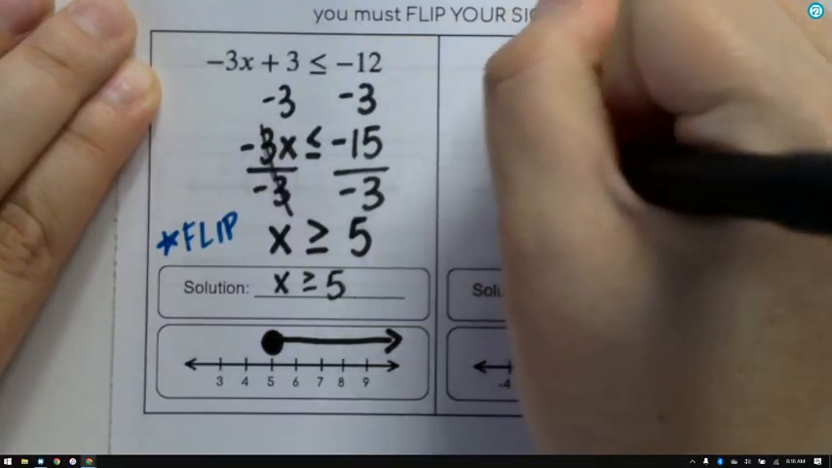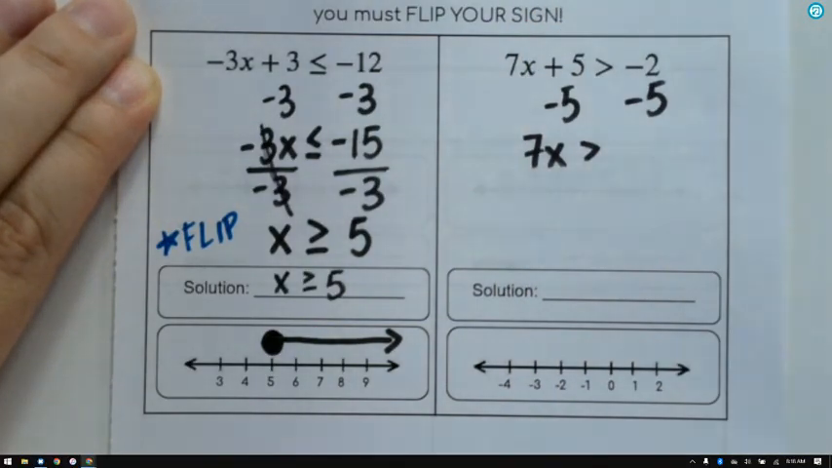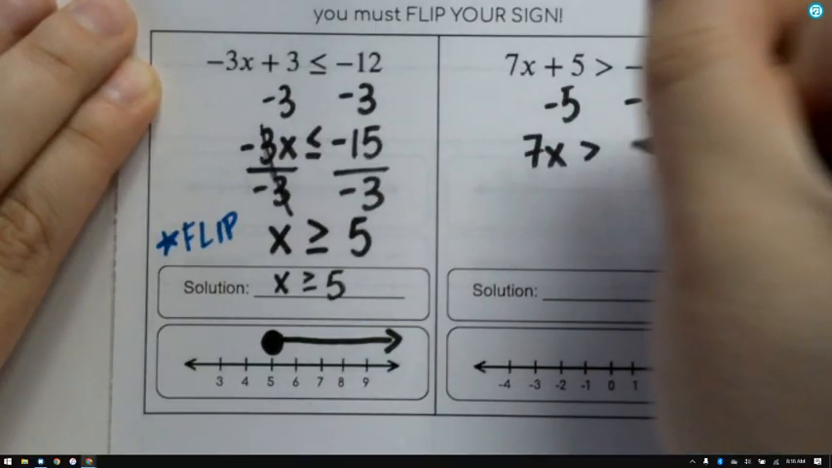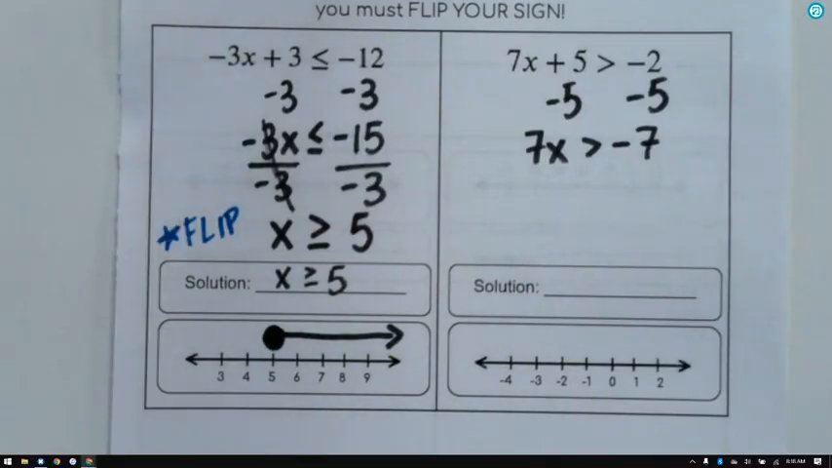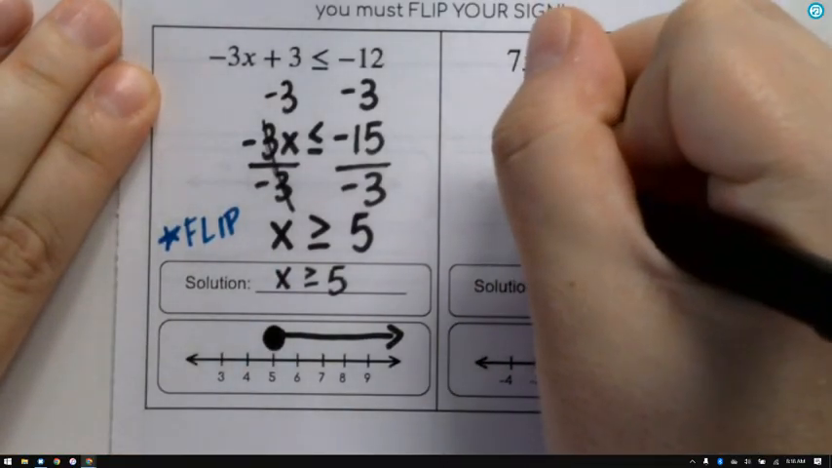We're going to get 7x is greater than negative 2 minus 5, which is negative 7. Okay, from there, we need to get x by itself. 7 times x is what's currently happening on the left. So we're going to divide both sides by 7.